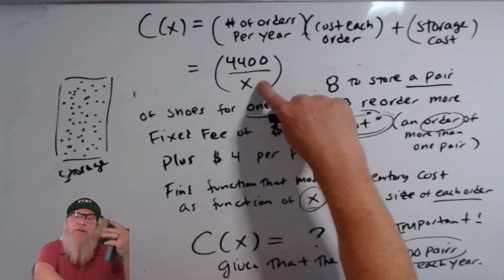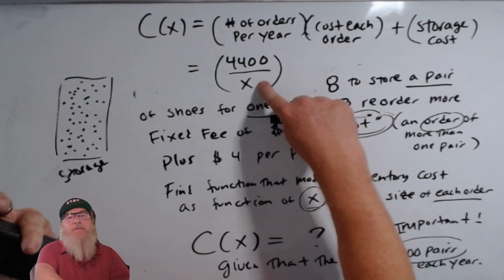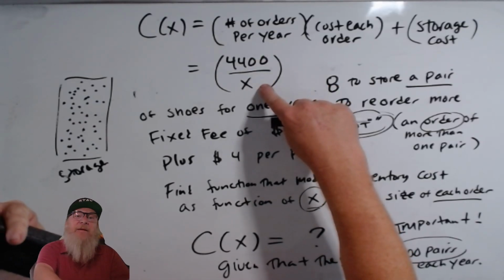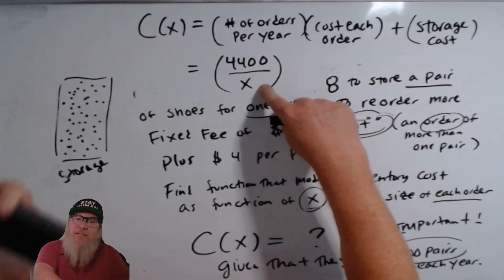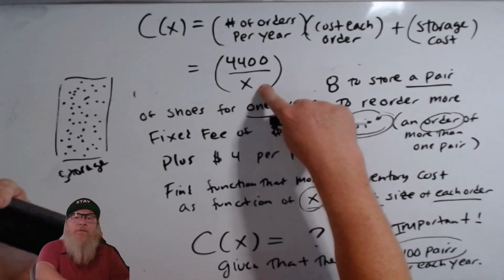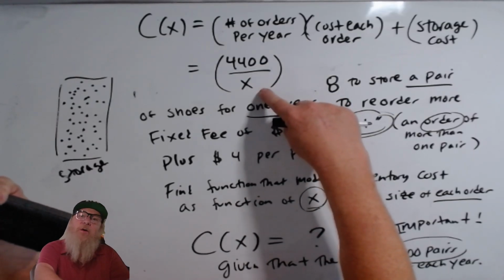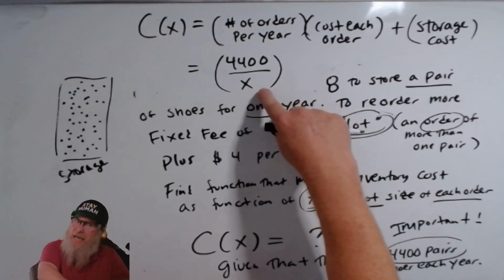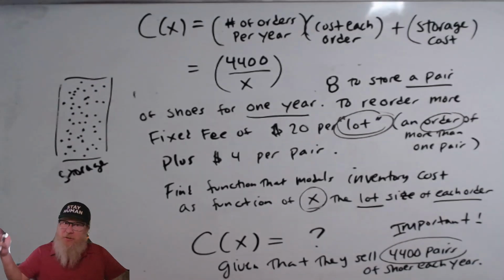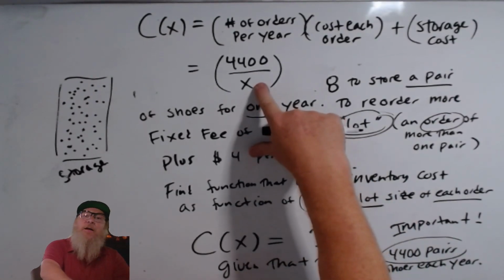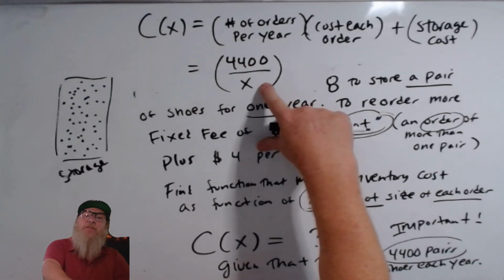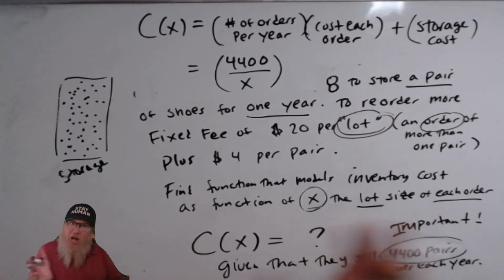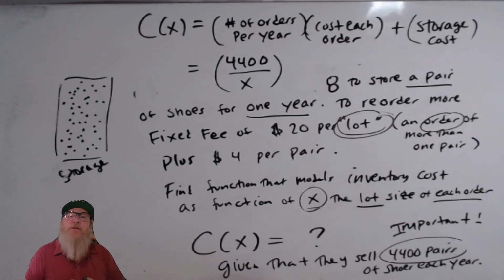Suppose I order 10 pairs of shoes in every order, every lot. Well, then 4,400 divided by 10 would be 440. So if there were 10 pairs of shoes in every order, I would have to place 440 orders. Let's do one more silly example. 100 pairs of shoes. Now we're talking. 100 pairs of shoes in a truck, right? 4,400 divided by 100. I still have to place 44 orders per year if every lot has 100 pairs of shoes.